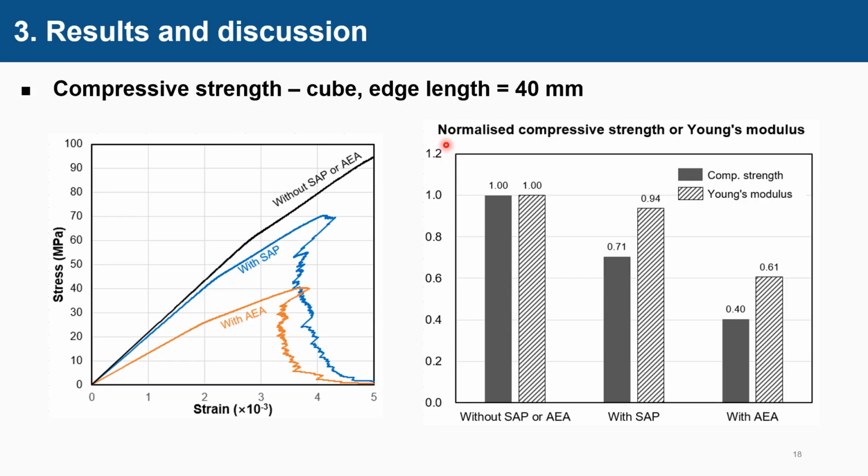When these paste models at a larger scale are subject to compressive load, we can see that the strength of sap-containing paste is 30% lower compared to the cement paste with neither sap nor AEA. But this value is still 75% higher than the cement paste with AEA. On the other hand, the Young's modulus of the sap cement paste is slightly lower than that of ordinary cement paste, and this modulus is 40% higher than that of cement paste with AEA.